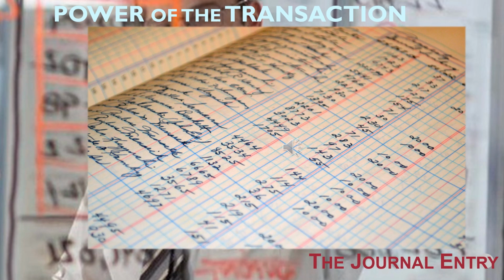Back in the days of handwritten ledgers, journal entries ruled the day. They were supported by calculators, supporting documents, an experienced accountant, and a lot of whiteout if you're using a pen like this accountant.